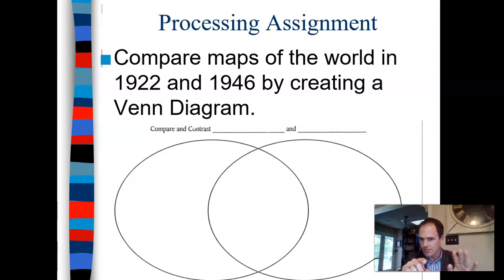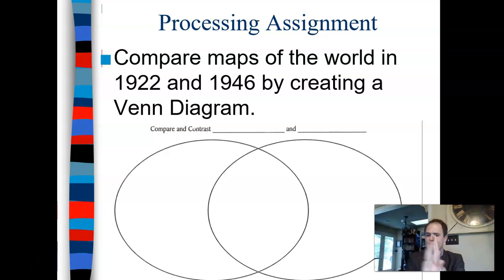So in those blanks, compare and contrast. What are you comparing and contrasting? World in 1922 and world in 1946, right? So you know what? I'll even put this PowerPoint in the assignment. That way, if you want to have the maps opened up, you can, and that might be best, right? So I want you to look at the map in 1922 and look at the map in 1946.